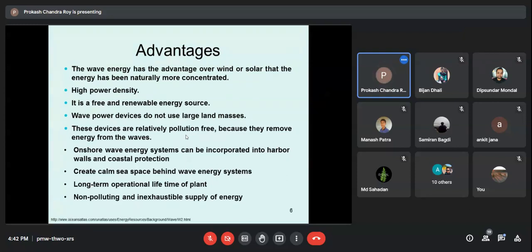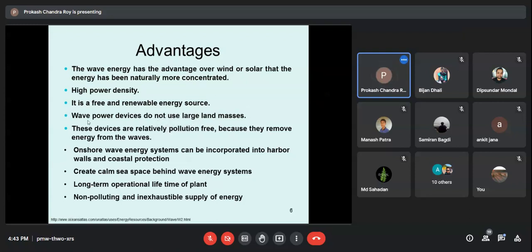But here, if you think about wave energy, the advantage over wind and solar is that the energy is naturally more concentrated because of the water. It will strike the water. When it creates thrust on a particular board, you have a large amount of power. Okay, so the energy density or power density is more compared to wind, and it is free. Obviously, there is no fuel cost or other things. So renewable sources.